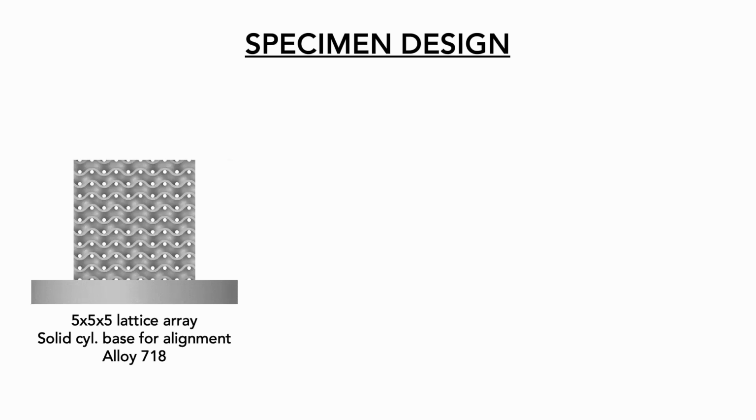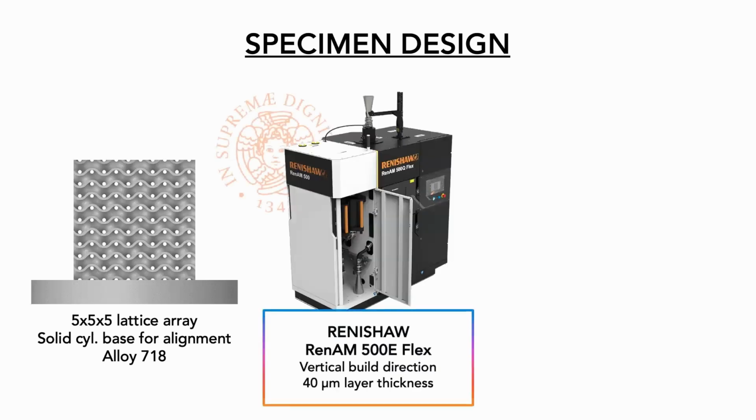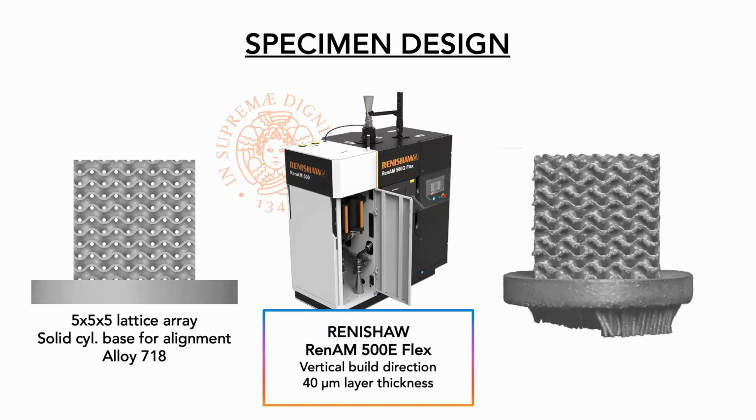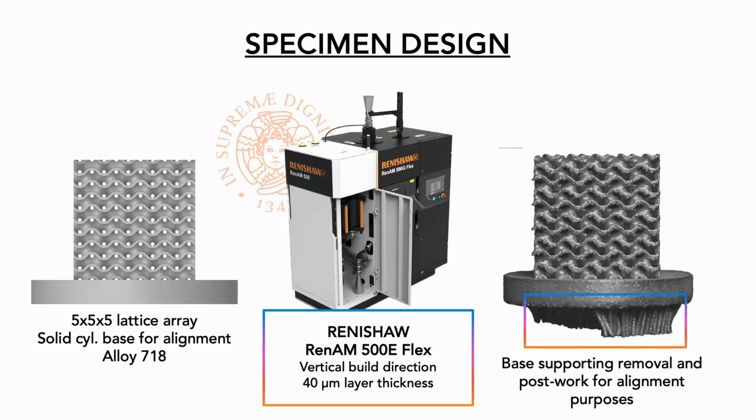The material is alloy 718. The specimen was produced by ourselves with this machine that is very powerful, with those brief pieces of information. And that is our final specimen. Obviously we need the removal of the supporting material and then post-work for the aligning process. This picture is useful because it suggests the building direction.